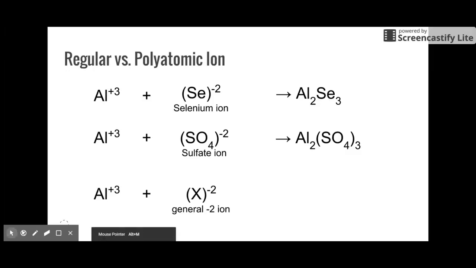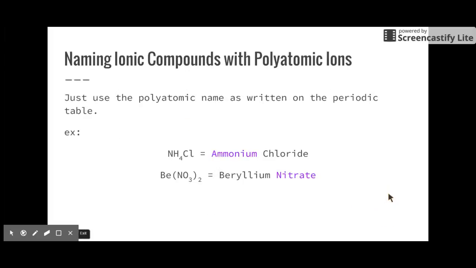So this last one kind of gives us an example. It's really just the same thing. This is just the general -2 ion. It could be a regular atom or it could be a polyatomic atom. All I do is basically do Al2X3, where the X could either be a polyatomic ion or regular ion. They're both the same. So how do you name atoms with polyatomic ions?